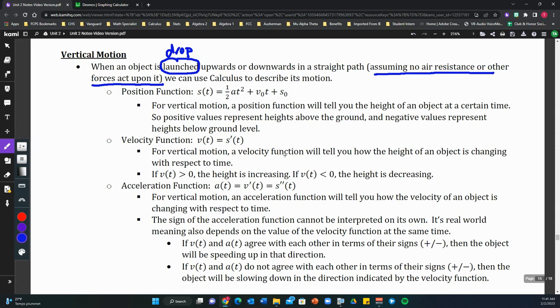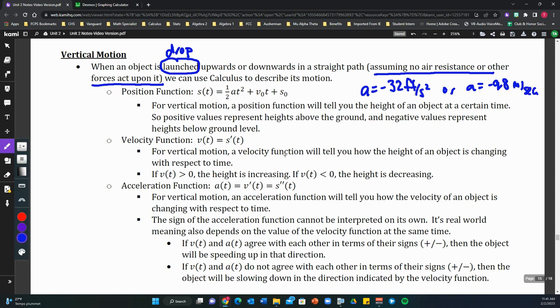So to break down some information in here, a is our acceleration due to gravity. So there are two common measurements for that, either negative 32 feet per second squared, or a is negative 9.8 meters per second squared. So it just depends on the units that the problem is referencing.